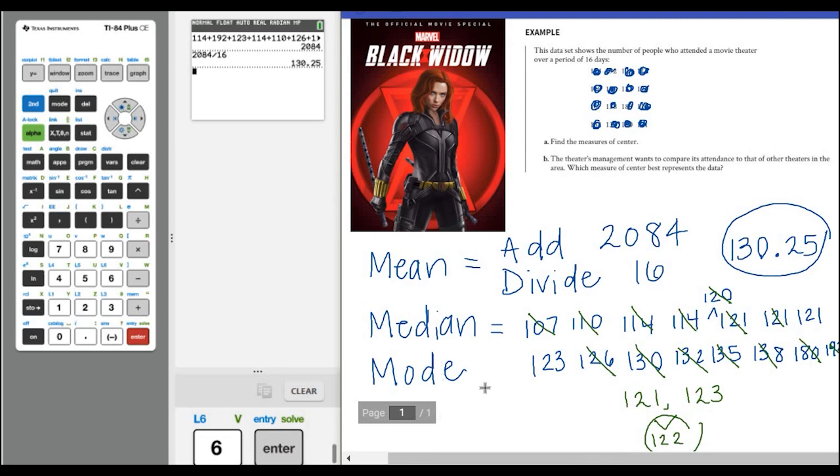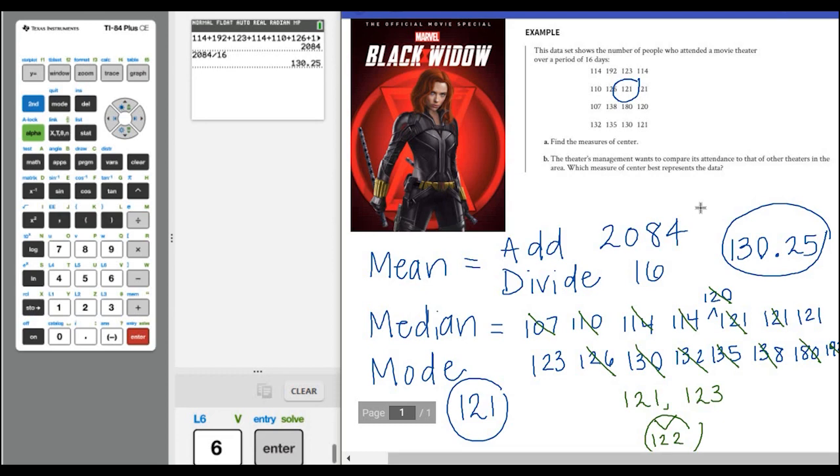And then finally the mode. So the mode is going to be the most commonly occurring value. And we can see in our list of values, and I could tell when I wrote them in order, that 121 was the most commonly occurring value. So 121 is our mode. So we just found our three measures of center, and now it's up to us to determine what is the best way to summarize the data.